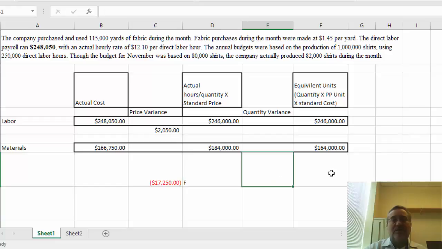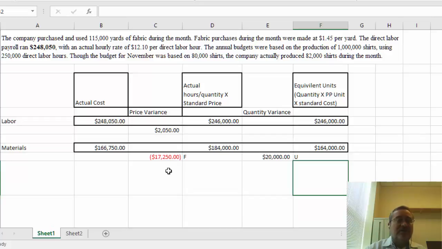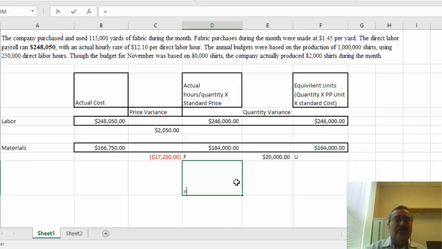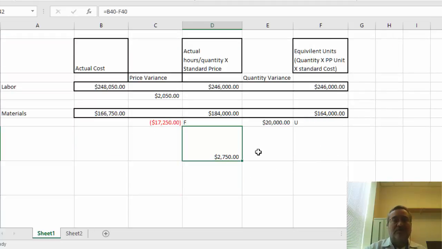In terms of quantity, the difference over here is 184 minus the 164. We actually used more of this, and this is an unfavorable variance. So what may have taken place is we may have said, let's use a cheaper material because it's cheaper, when in fact, because it's cheaper, we actually used more of it. And our overall variance is actually negative in the sense that we actually paid $166,750 when in fact we were expecting to only pay $164,000. So this total variance is unfavorable.